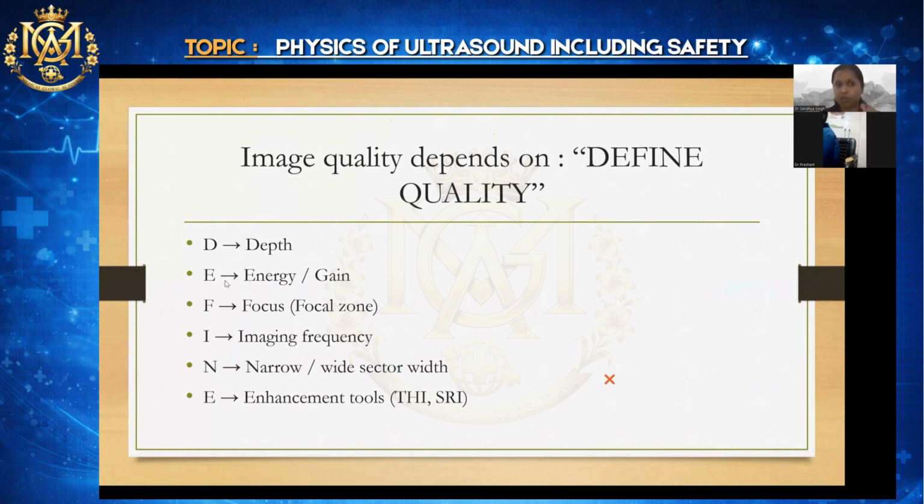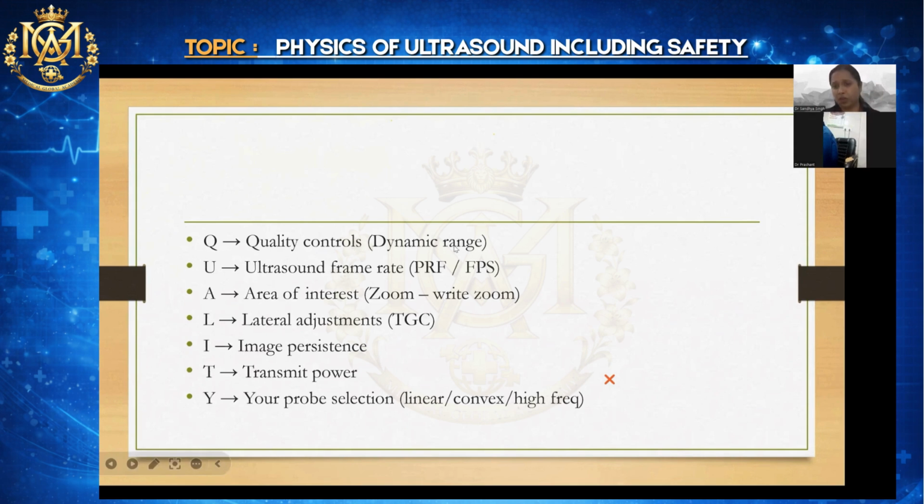D is for depth, E is for energy, F is for focus, I for imaging frequency, N for narrow or wide sector width, E is for your enhancement tool, that is tissue harmonic imaging in the SRIs. Q is for your quality control, that is the dynamic range. U is for your ultrasound frame rate. A is for your area of interest. L is for lateral adjustment that we do by time gain compensation. I for image persistence. T is for transmit power, and Y for your probe selection.